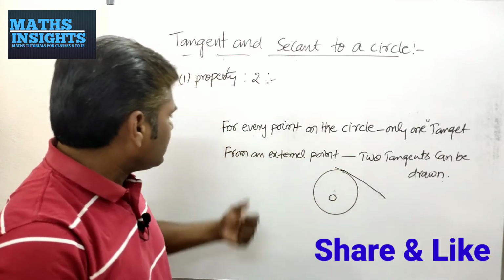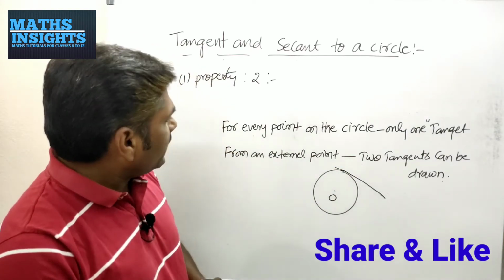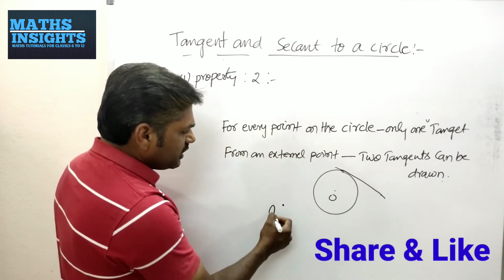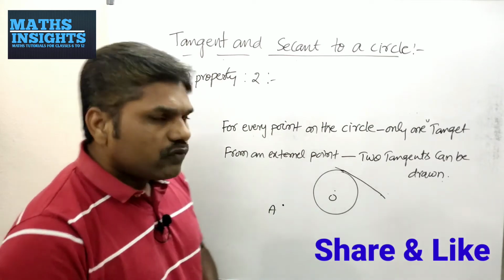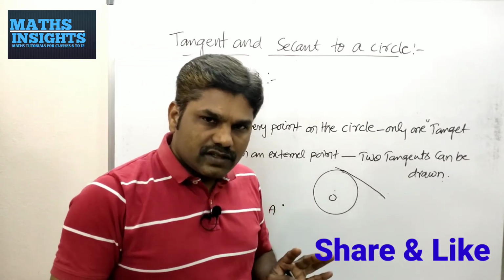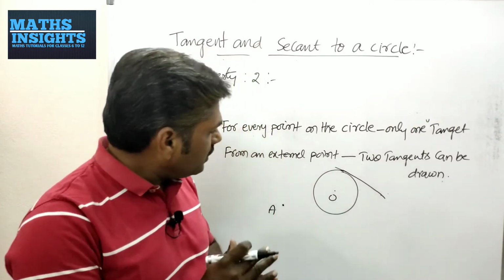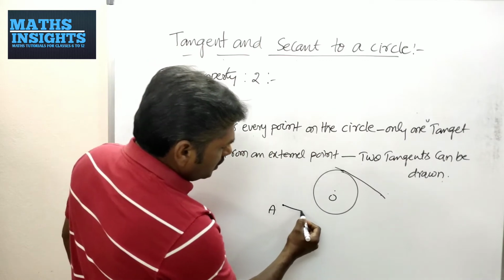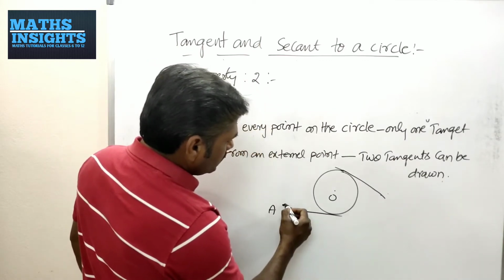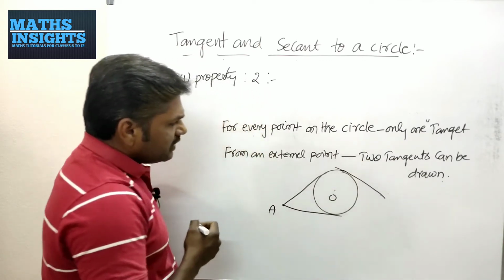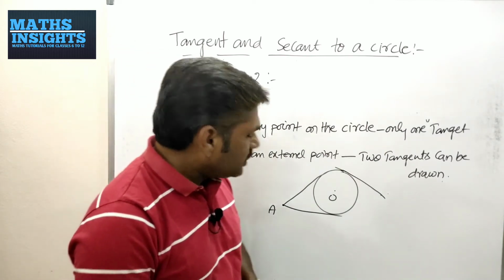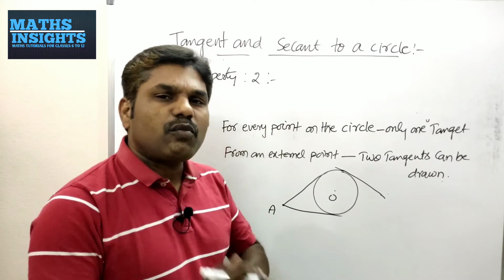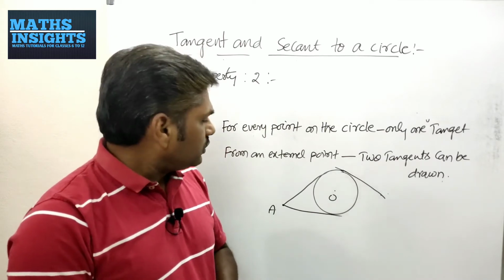And if you see the second point, from an external point, if you take any external point, let it be A, you can draw only 2 tangents onto the circle. You cannot draw more than 2 tangents. See, you can draw a tangent like this, you can draw a tangent like this. These 2 will become the only 2 tangents. You cannot draw more than the 2 tangents.